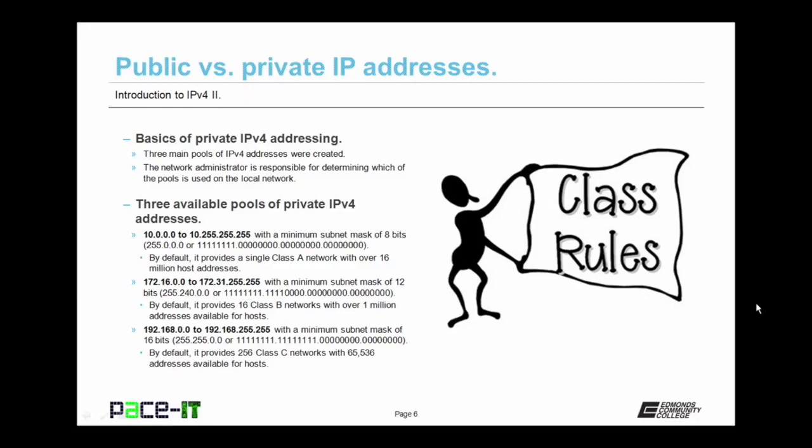And then the final pool is 192.168.0.0 up through 192.168.255.255. Now this can be used with a minimum subnet mask of 16 bits. By default, it provides 256 Class C networks with 65,536 addresses available for hosts. And there you have the three pools of private IP addresses that are available in IPv4. These have extended the life and usefulness of IPv4 for years.